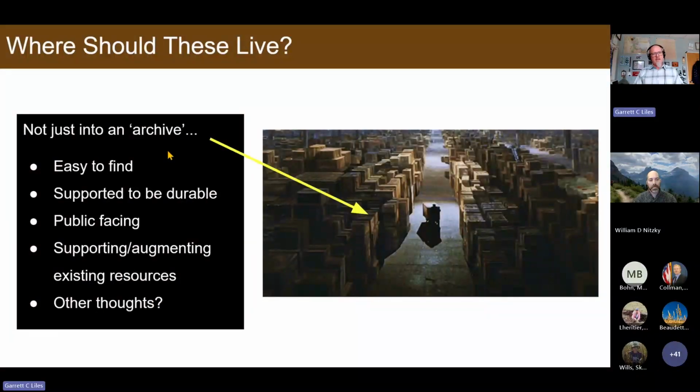So hopefully we can find a way, and Dylan's going to address this a little bit, in a very dynamic environment that makes these easy to find, makes them durable, as Will pointed out, obviously public facing, that will support and augment existing resources, be able to make this already evolving space better.